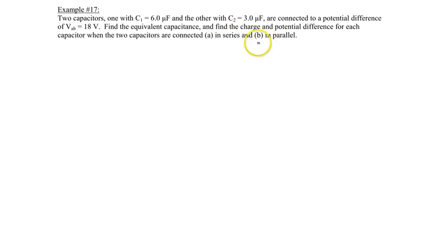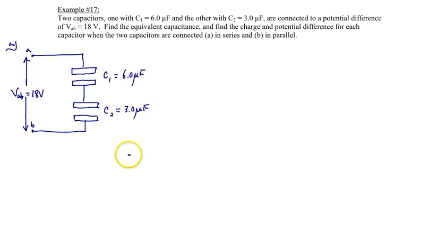We'll first start with the series connection, and we need to draw a schematic diagram for that. Here I've drawn two capacitors that are in series, one after the other, between points A and B, which is a constant potential difference, VAB, which is going to be maintained. The capacitors are both initially uncharged.